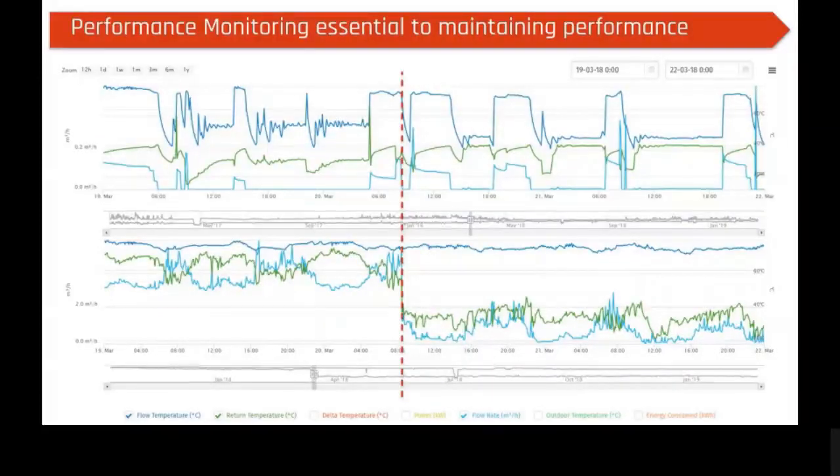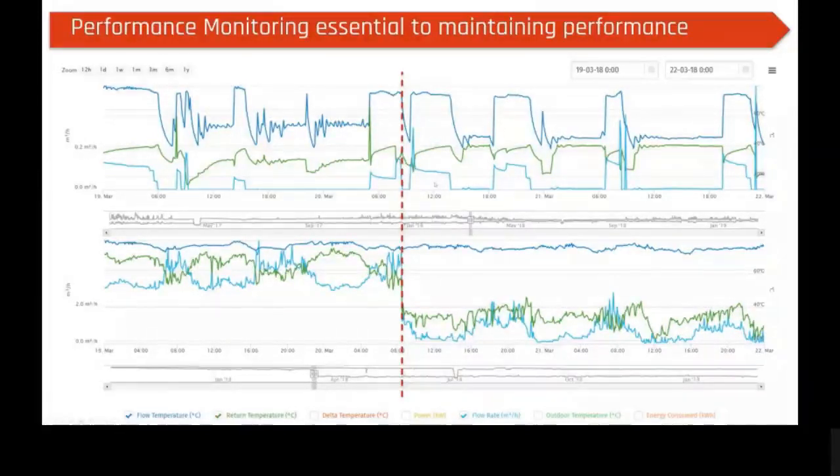Last technical one, demonstrating the importance of performance monitoring. This is a graph of being able to use the data to identify a fault and then rectify that fault and show the impact of it. What we've got here is a network where we can see on the bottom that the return temperature is extremely high. We've got a flow temperature of 67, 70 degrees, but our return temperature is really high, above 60 degrees. And what's happening is the bypass is open.